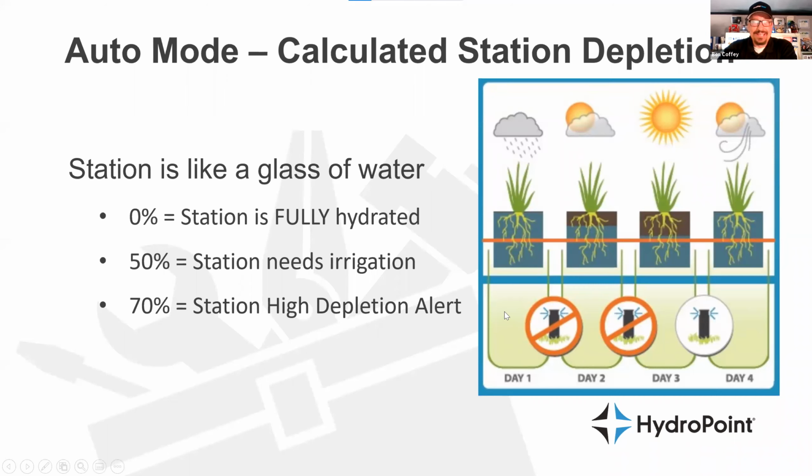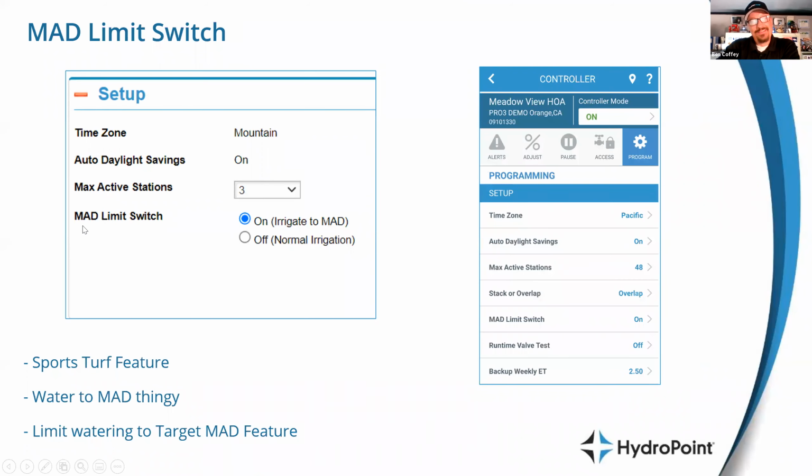Now, understanding that depletion is a key part of understanding the feature called Mad Limit Switch, okay? So Mad Limit Switch was originally devised as a response to sites that qualified in 2 different categories. First of all, it was called the Sports Turf feature because it was devised to help guys managing sports fields not overwater and make the fields so wet that they were unplayable.